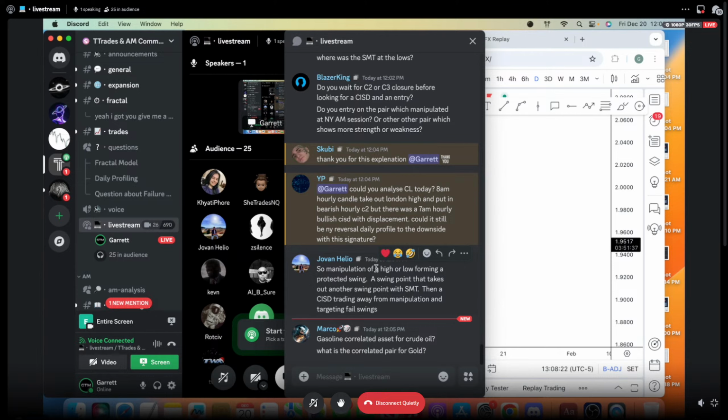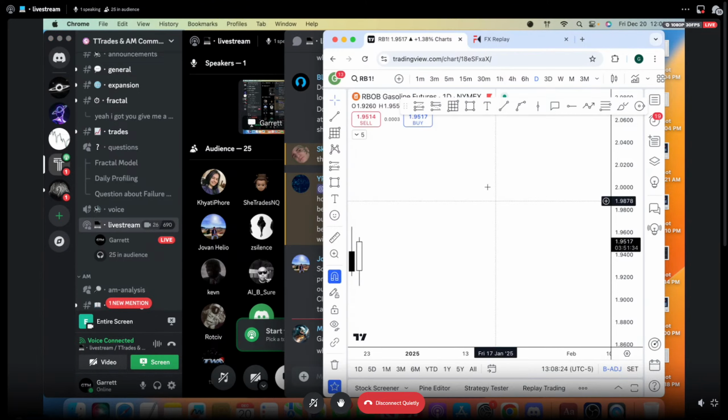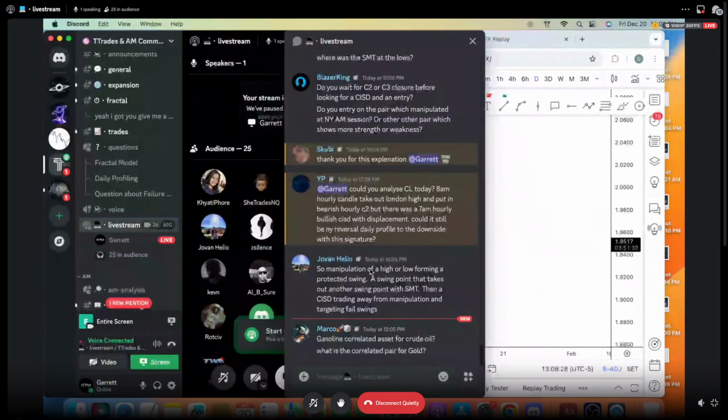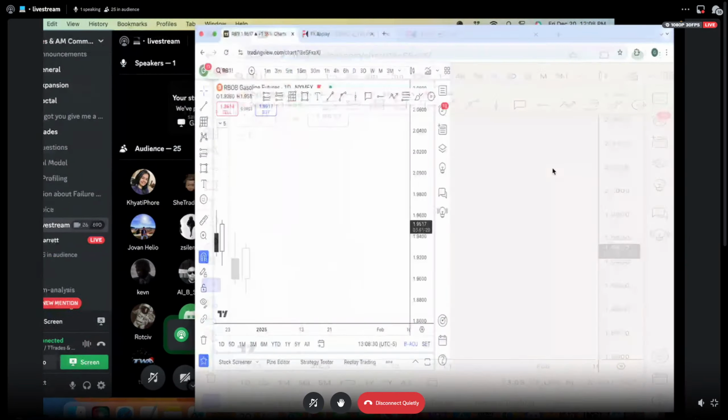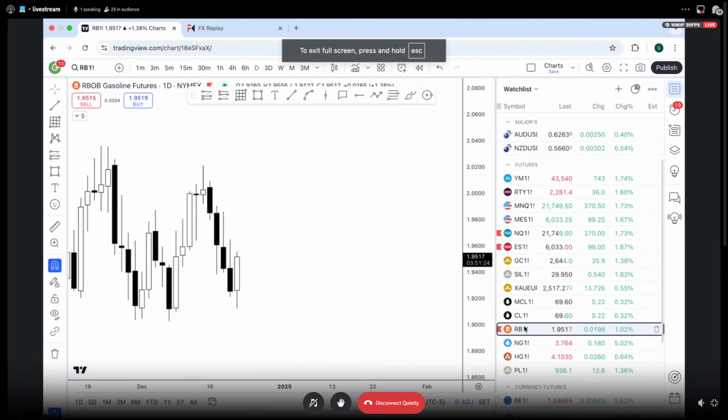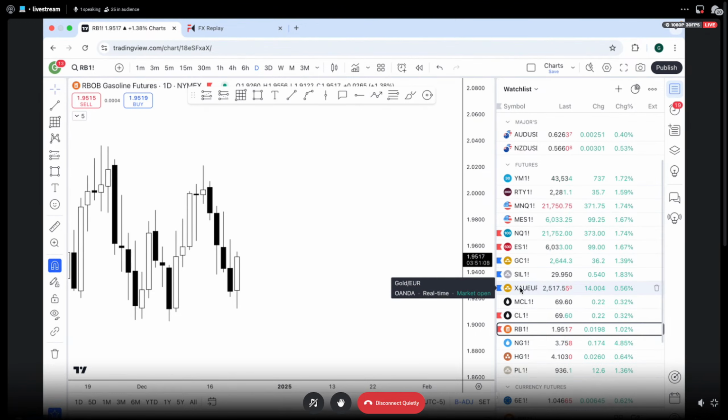Gasoline is the correlated asset for crude oil. So look, you asked what gold's correlate is as well. Oh, yeah, I got you. So I'm going to show you the correlated assets here. For CL, for oil, it's going to be RB1. So it's these two assets right here. Go ahead and make them red. For gold, it's going to be silver, and it's also going to be euro. It's going to be XAU euro, very correlated.